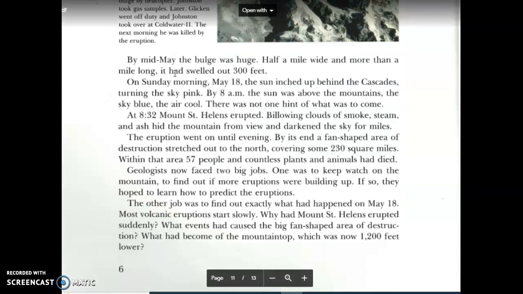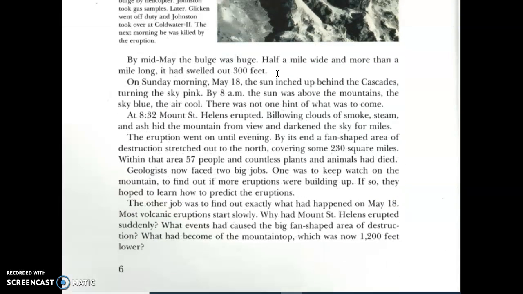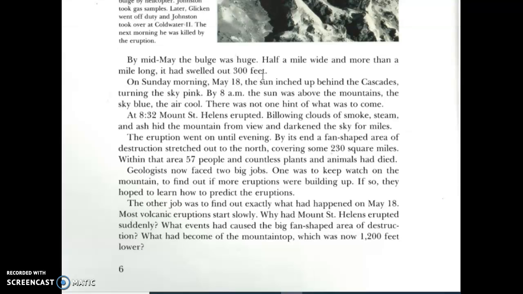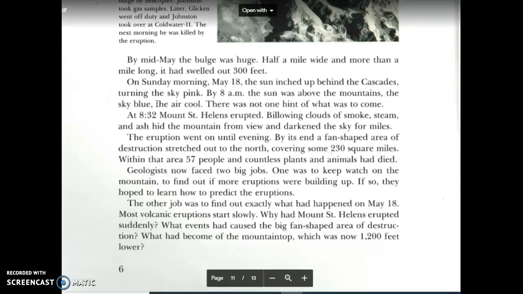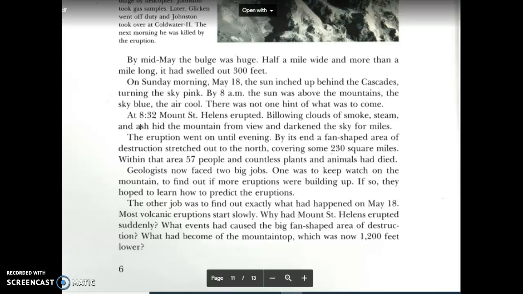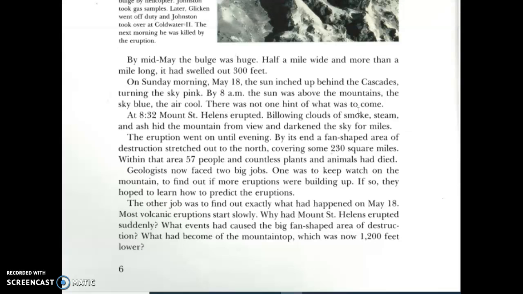By mid-May, the bulge was huge. Half a mile wide and more than a mile long, it had swelled out 300 feet. On Sunday morning, May 18th, the sun inched up behind the Cascades, turning the sky pink. By 8 a.m., the sun was above the mountains, the sky blue, the air cool. There was not one hint of what was to come.